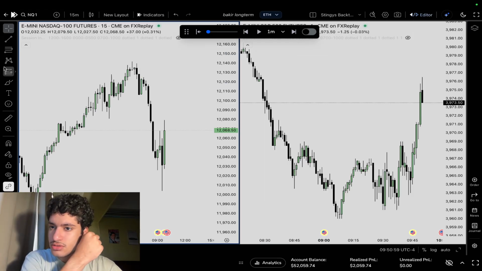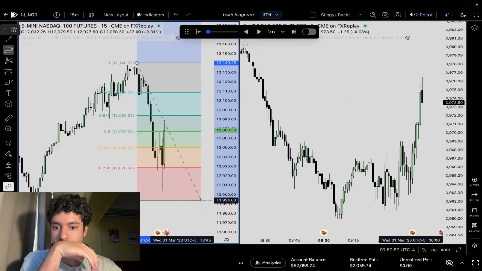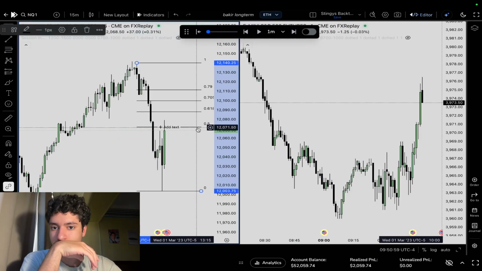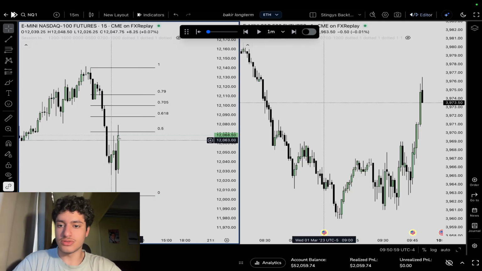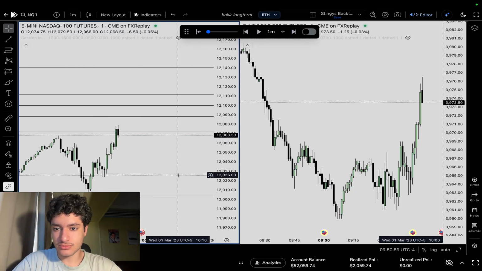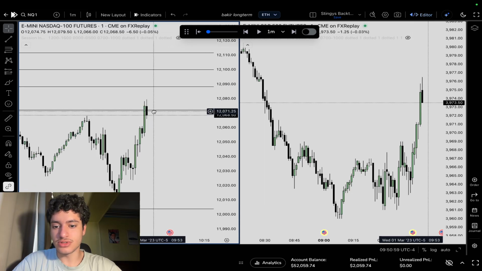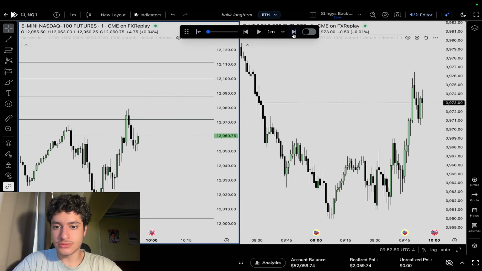Does it reset every time? Okay, so we tapped equilibrium. So price either goes higher through like the entire leg, or we can just make a move lower here.